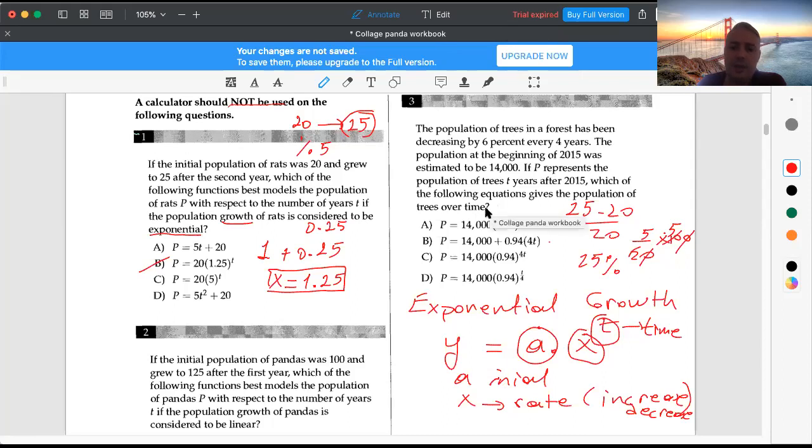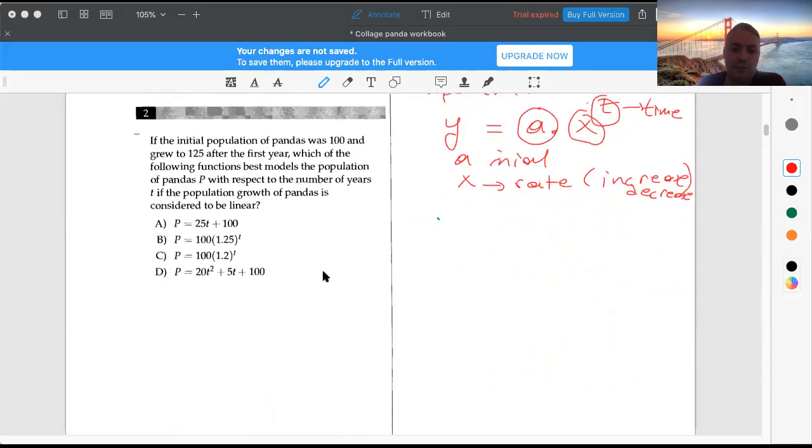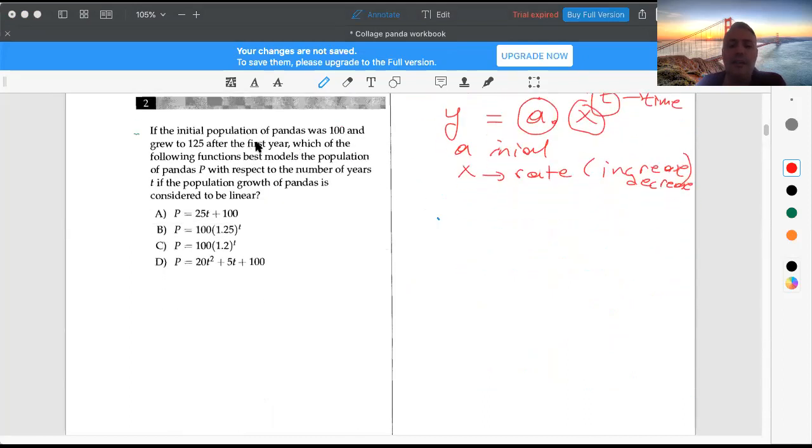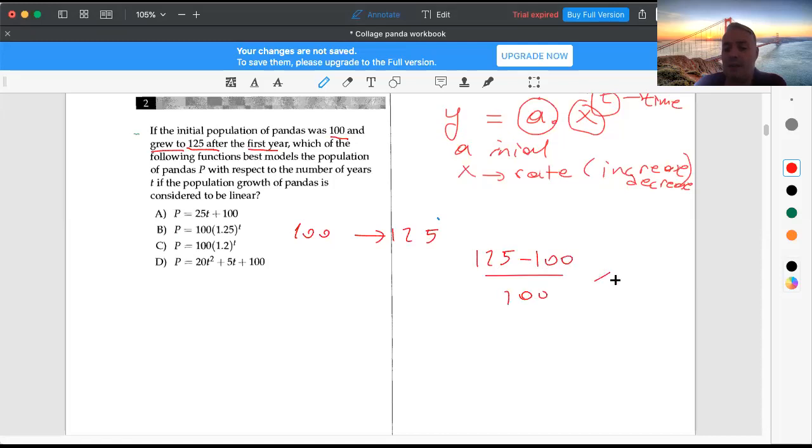Now, for question number 2, let's solve now. If the initial population of pandas was 100 and grew to 125 after the first year. So from 100 to 125, what is the increase? How can I find it? 125 minus 100 divided by 100 times 100. So it will be 25%, right?